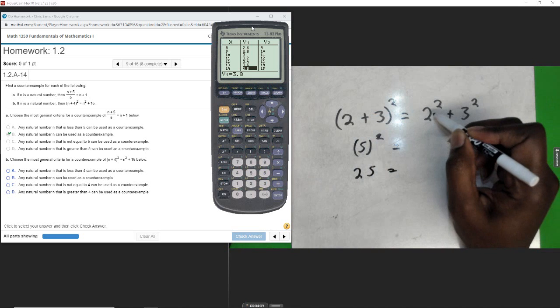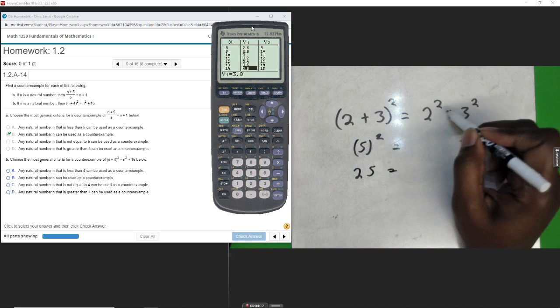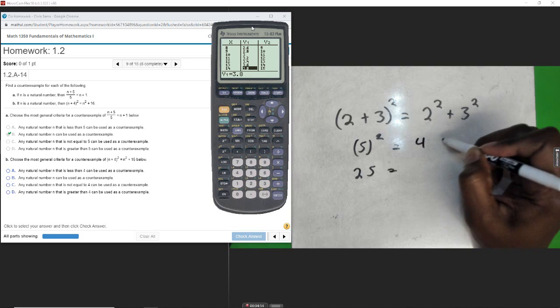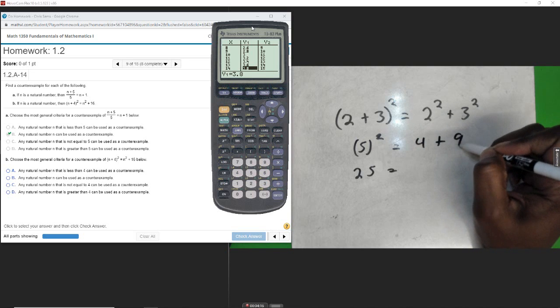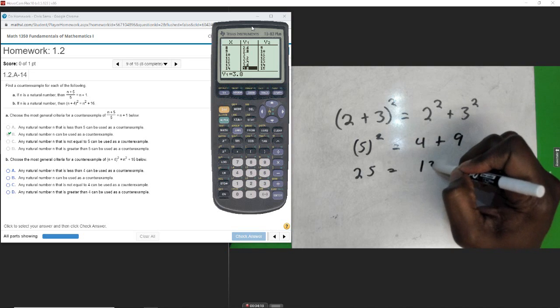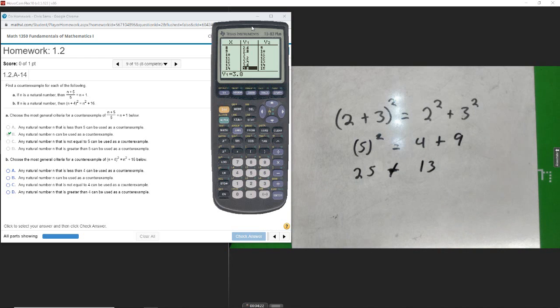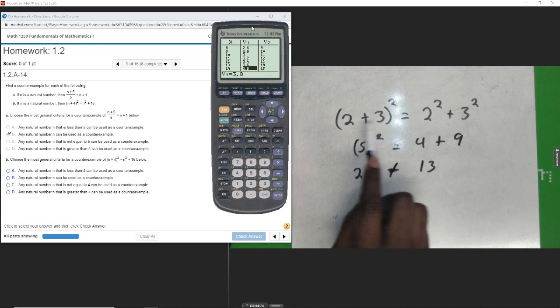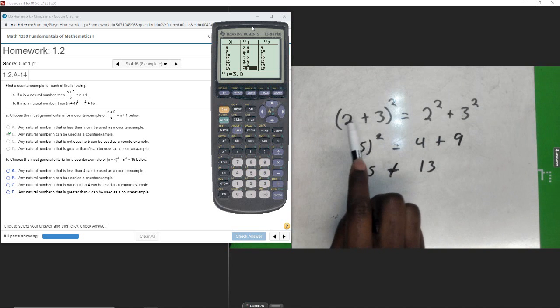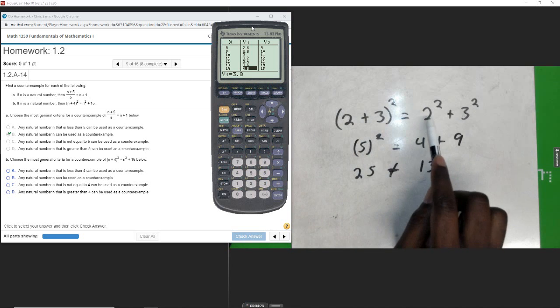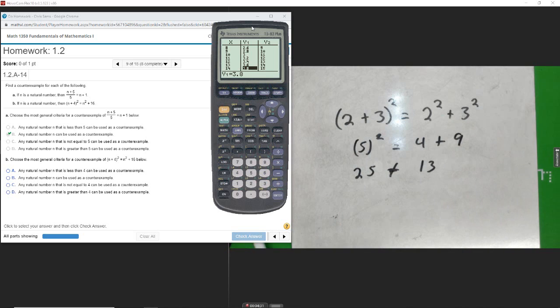Over here, if you squared each of these, you would get 4 and 9, because 3 squared is 9. If you add those, you get 13. And you can see that this is not equal. So what this property wants you to see is that if you have parentheses with two separate terms squared, it is not equal to just squaring both of them individually. So again, any natural number, and let me also show you with the calculator while we're here.